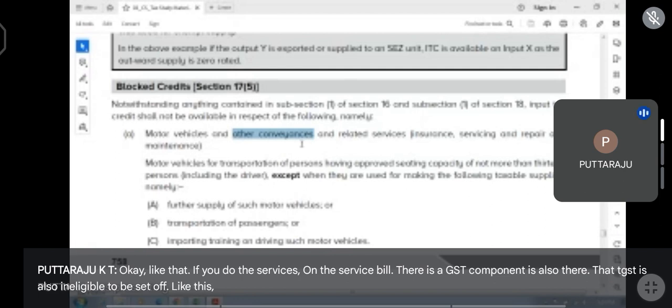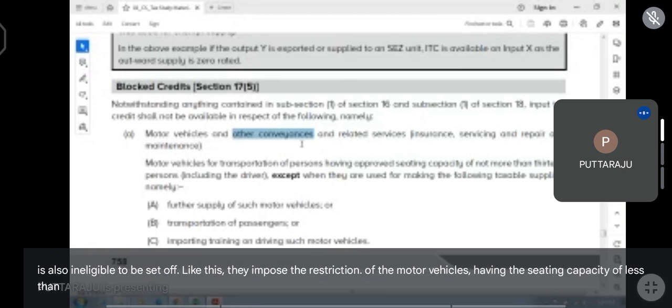Like this, they impose the restriction of the motor vehicles having the seating capacity of less than 13.